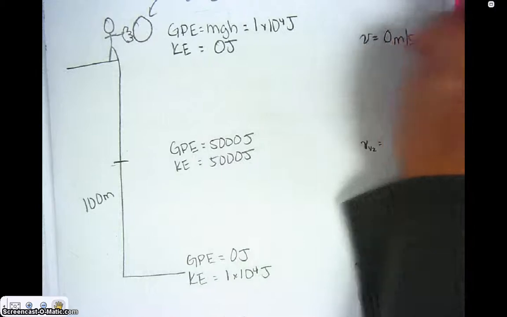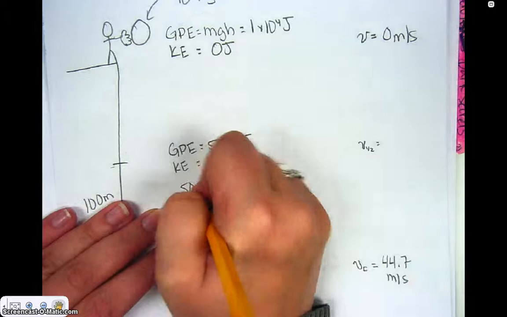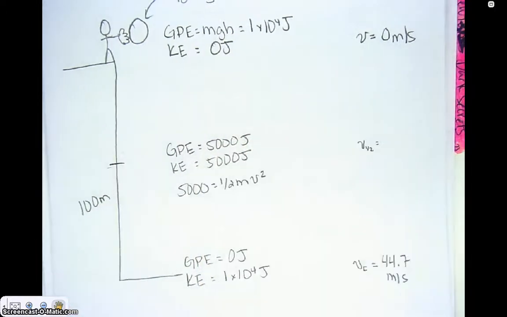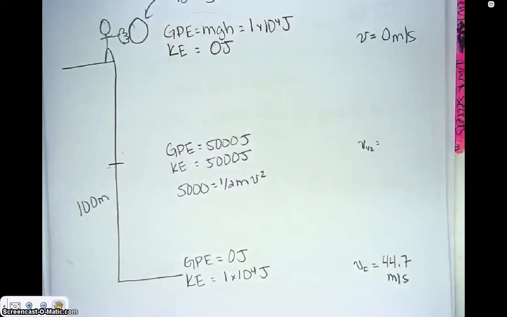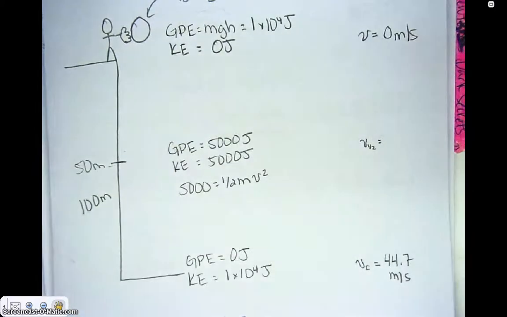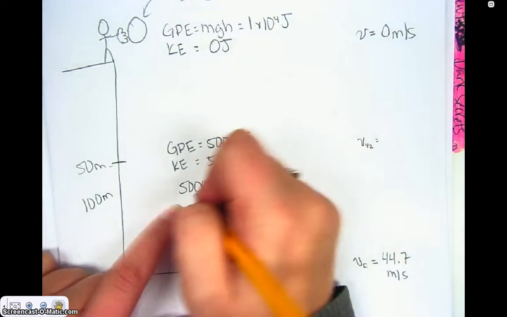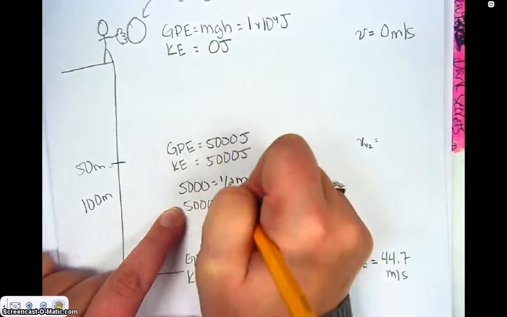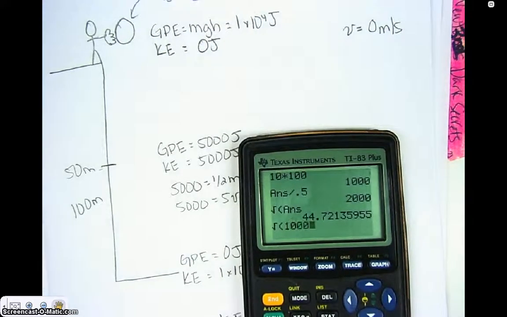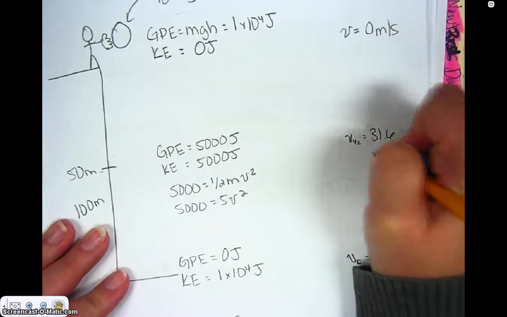Now, up at the very top, we know that there's no kinetic energy, so the velocity here must be 0 meters per second. But we also could figure out the velocity at the halfway point. We know there's 5,000 joules, so we're just going to set 5,000 equal to 1/2 mv squared. We could also set mgh equal to 1/2 mv squared here and use the height as 50 meters. Either way, we would get the correct answer. So 5,000 equals 1/2 of 10, so that'd be 5 v squared. So we just have to take the square root of 1,000, which is 31.6. So right here, we're going 31.6 meters per second.